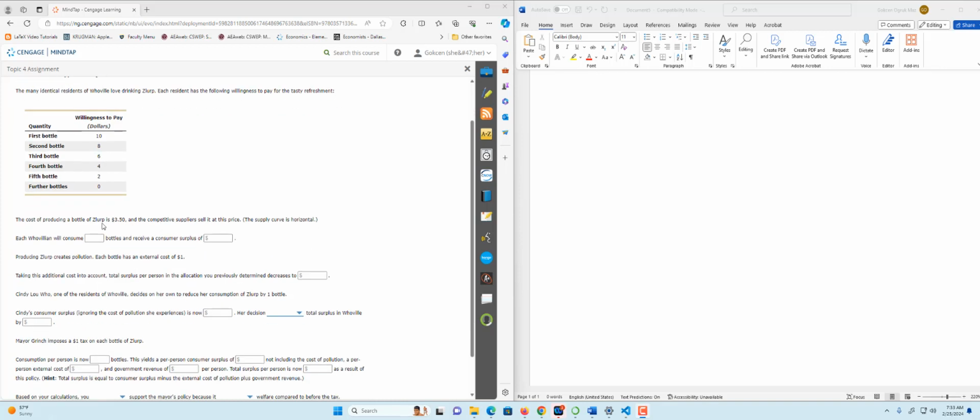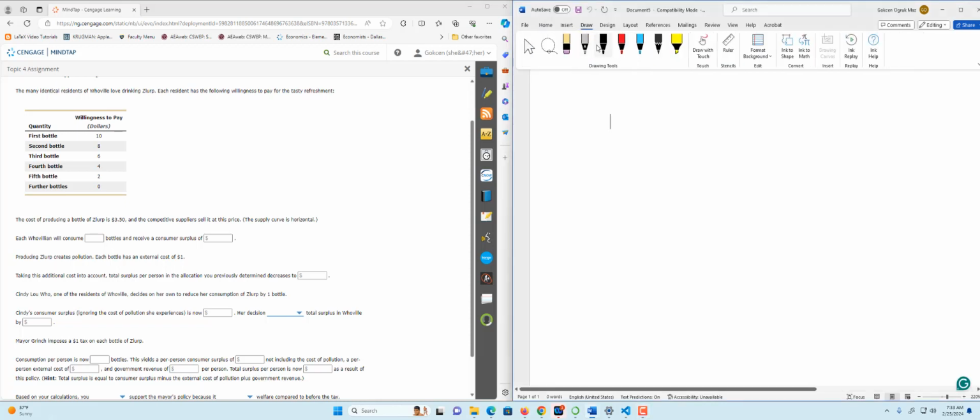The first question is asking: if the cost of producing a bottle of Z-Lerp is 3.5 and the competitive suppliers sell at this price, this means the supply curve is horizontal at that price, and the supply curve is perfectly elastic. This is important information because we are going to use it when we impose a tax on the sale price of the bottles. Next, consumer surplus for each consumer.